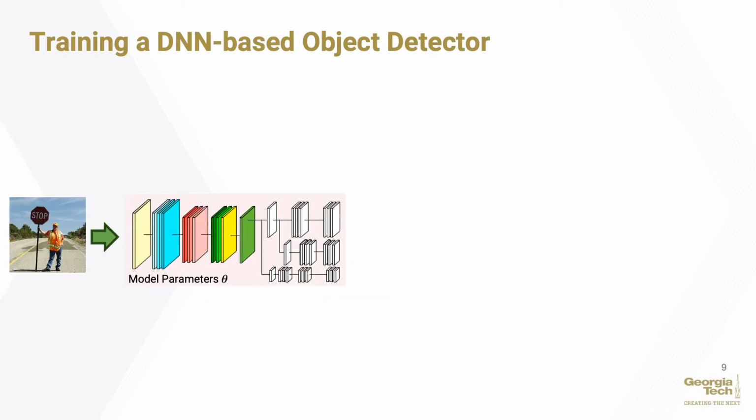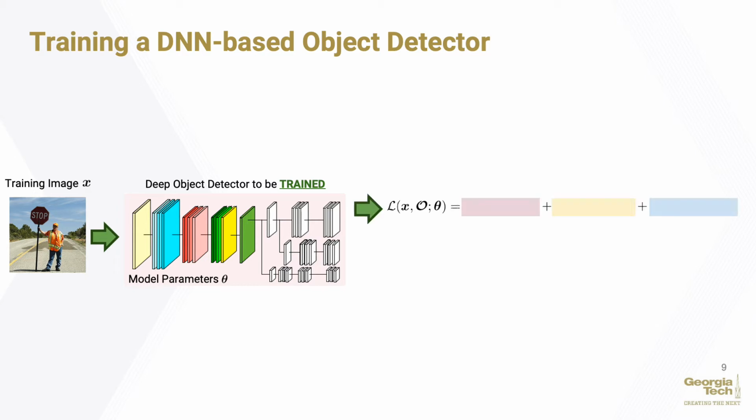TOG is based on the concept of gradient attacks. To understand how it works, let me go through the training process of DNN-based object detectors. Given the training image as input, we send it to a model to be trained. After the forward propagation generates the output, a loss function will be computed. For object detection, the loss function is more complicated than the cross-entropy loss commonly used in classification tasks.